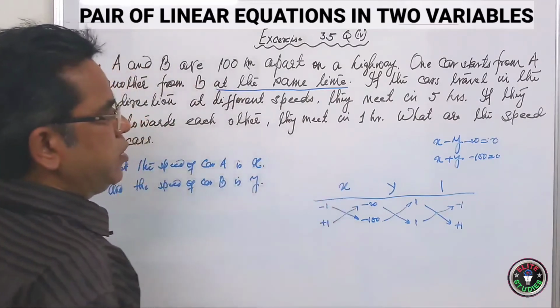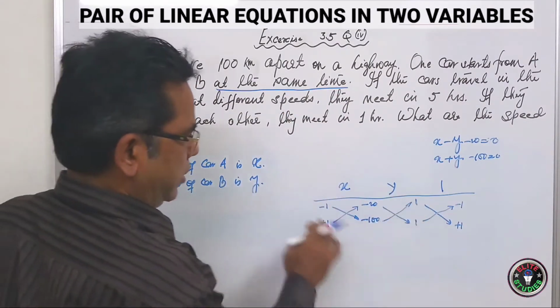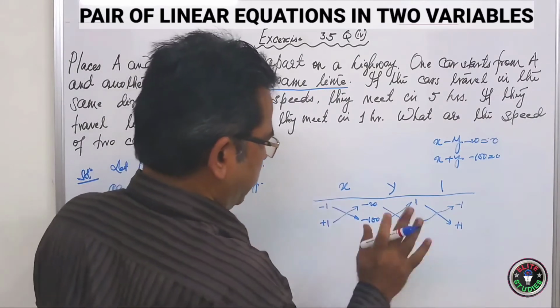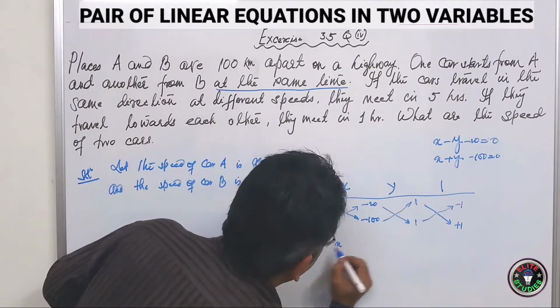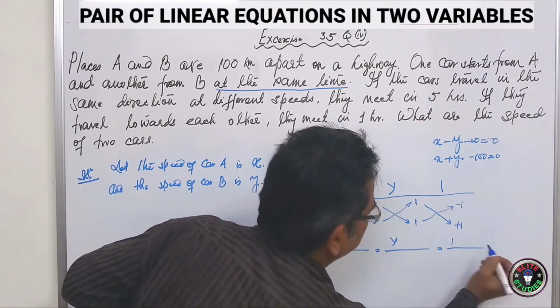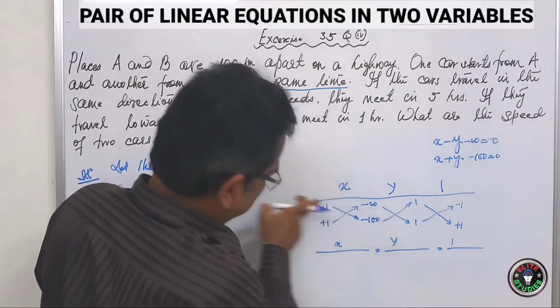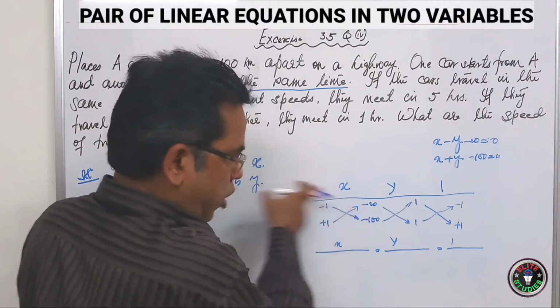The beauty of this method is you do not need to write in English. Simply write maths. Simply, you have to do it like this only. So what would you write? X by, y by, and 1 by. Here, first from the top, then the bottom.